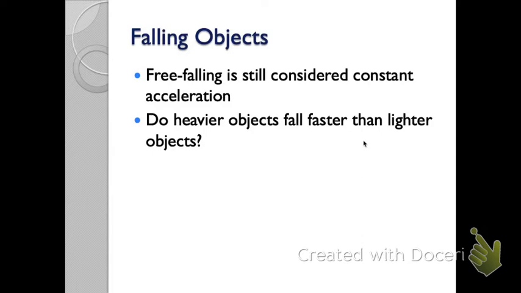Do objects that are heavier, that have a greater mass, fall faster than objects that are lighter? Assuming that they're the same shape. What do we think? Okay? Some of you say yes, some of you don't know, but the answer is no. Heavier objects do not fall faster than lighter objects. It all has to do with air resistance. So if we can ignore air resistance, then we've got objects that fall at the same rate.